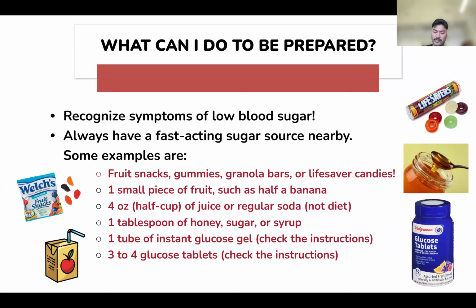There will be instructions if you happen to use that kind of product, and then 3 to 4 glucose tablets, and we'll also have instructions if you get those. Just think of it like an EpiPen, but for blood sugar. You don't use it every day, but when you do, it can make a huge difference. So having all those resources is really important.